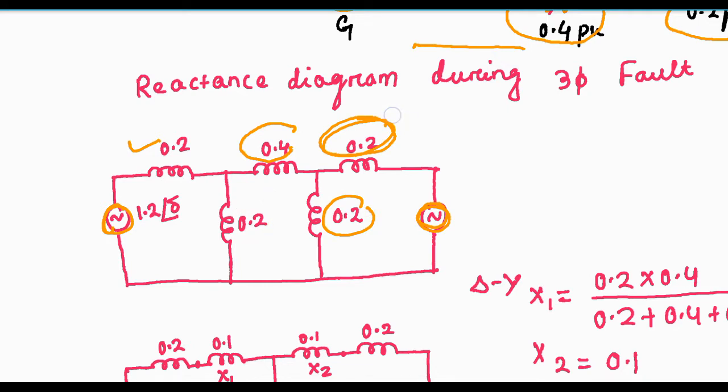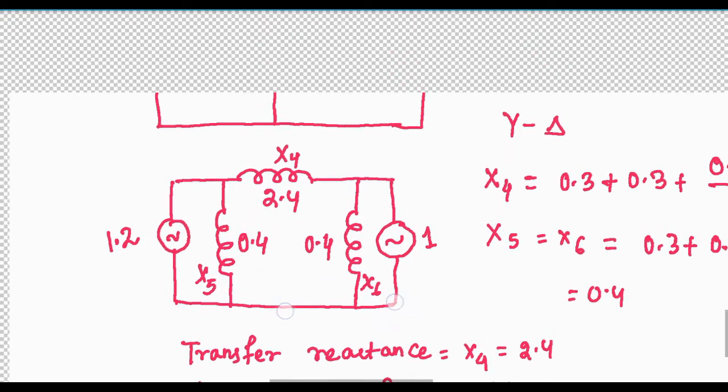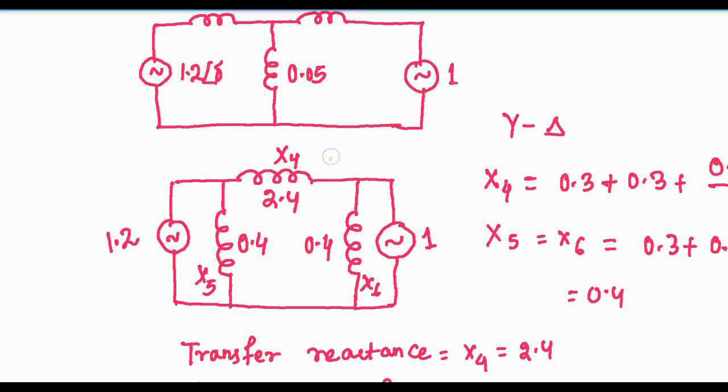Now we have to find the transfer reactance, and the transfer reactance can be found from a circuit like this. Circuit like this is the transfer reactance. Only there is a reactance here, and all other reactances are in parallel with the source on both sides.